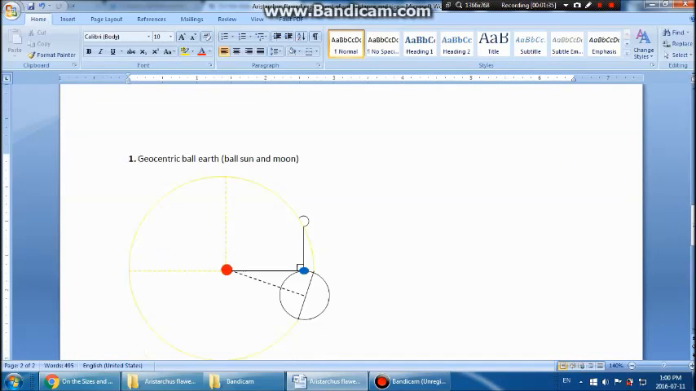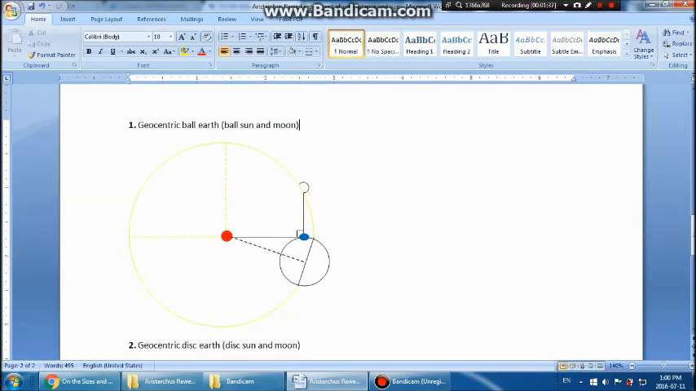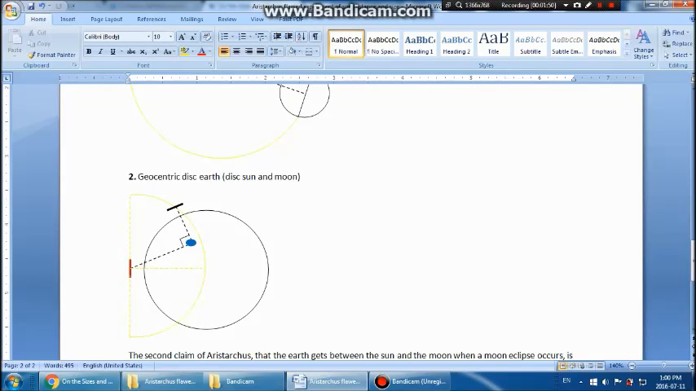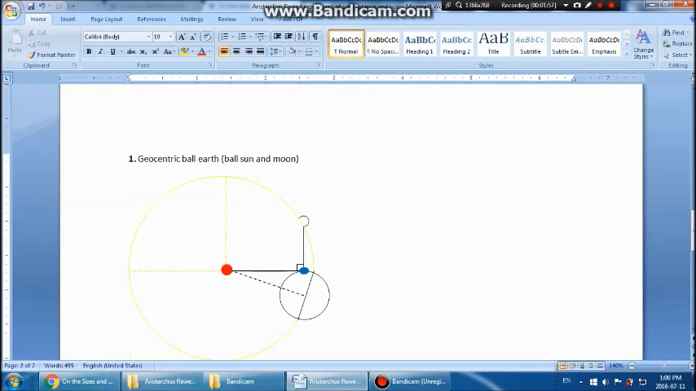So the other two cases which seem to not contradict his two premises are the following: the geocentric ball Earth, which means ball sun and moon, but which are smaller than the Earth, and the geocentric disk Earth. In this case I consider disk sun and disk moon. So let us investigate these two with a lot of care and analyze if the two premises still stand.